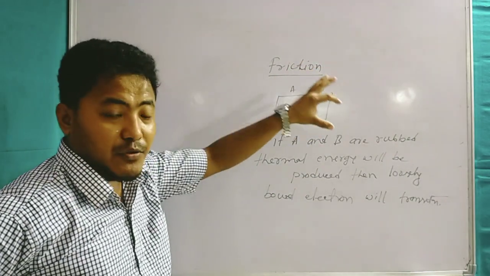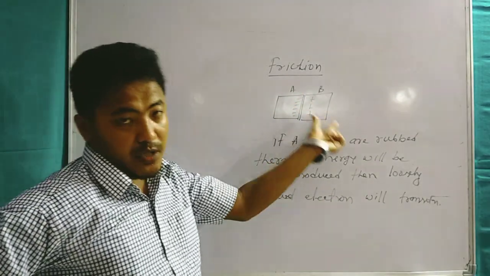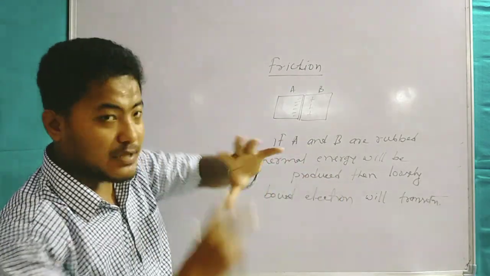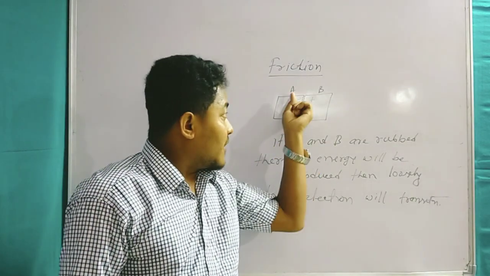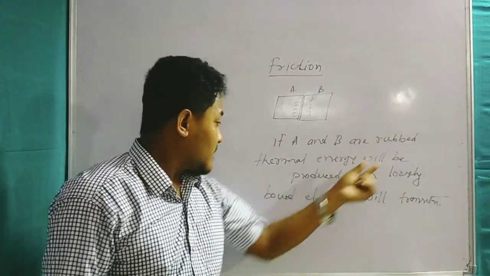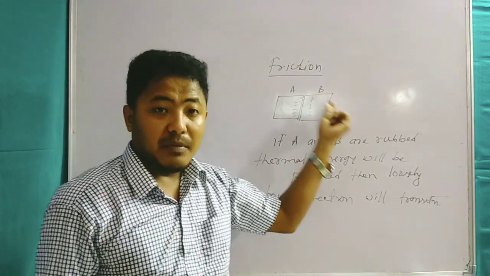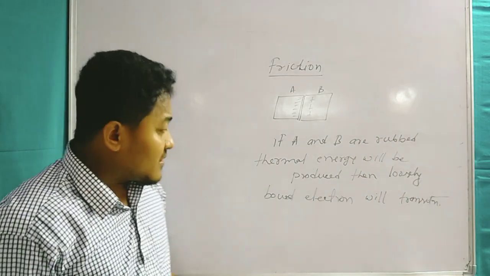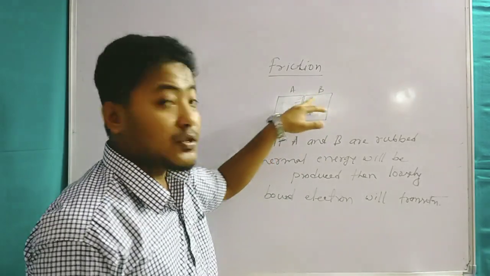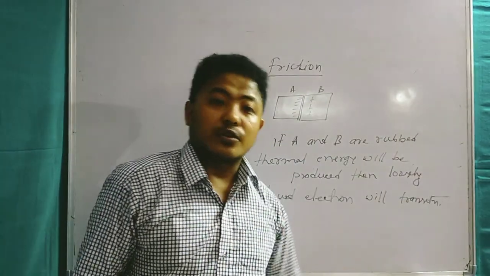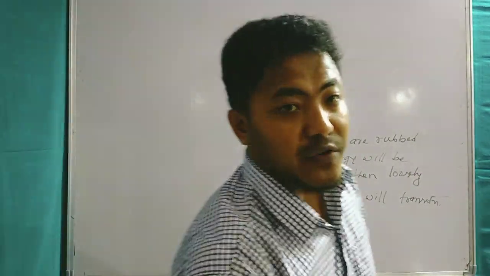So in case of friction, you can write one very important word: we keep two neutral bodies, and then we rub them. Rub means we mix them up. If A and B are rubbed, then thermal energy will be produced. That means there will be some thermal energy, and there will be some loosely bound electrons in A and B, and those loosely bound electrons will transfer from A to B. That is how we can charge a body by friction.